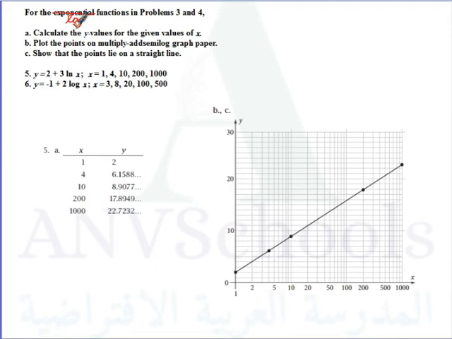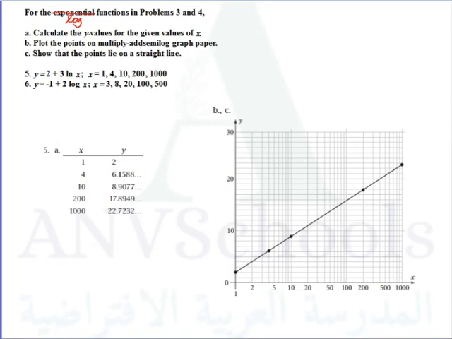For number 5, this is our table. If my x is 1, my y is 2. My x is 4, my y is 6.1588. 10 for x, 8.9077 for y. X is 200, 17.8949 for y. X is 1000, 22.7232 for y. And then we will graph the points.